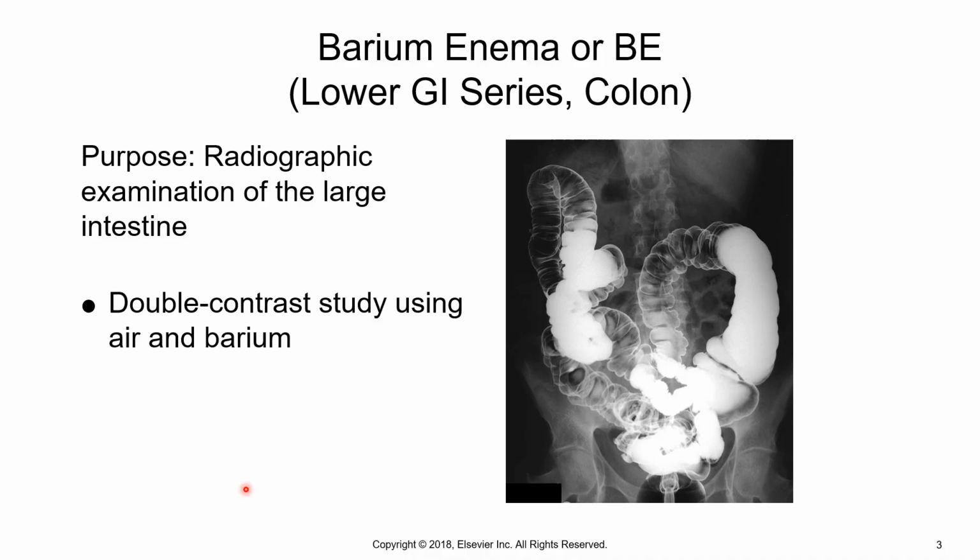This is a barium enema or a BE. This is one image, actually from a double contrast study, which we are not going to discuss in this lecture, but there will be a subsequent lecture. So for barium enemas, the purpose is to radiographically examine the large intestine. And like I said, a double contrast study typically means that there is one positive contrast media, in this case barium sulfate, and there is a negative contrast media, and this would be the air that was pumped in.